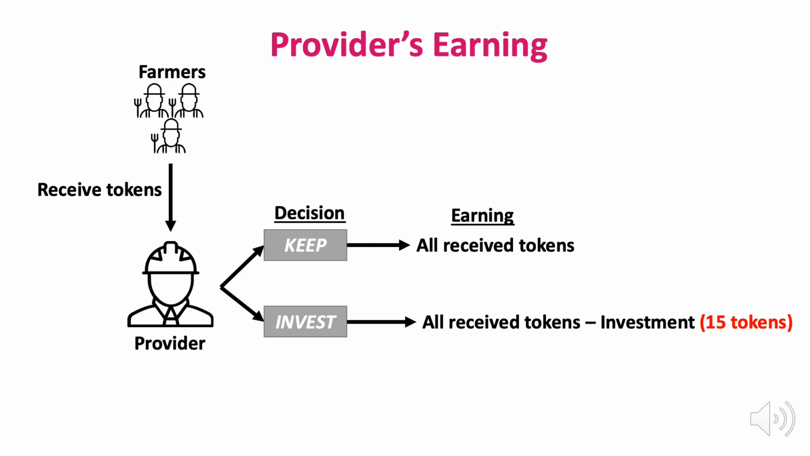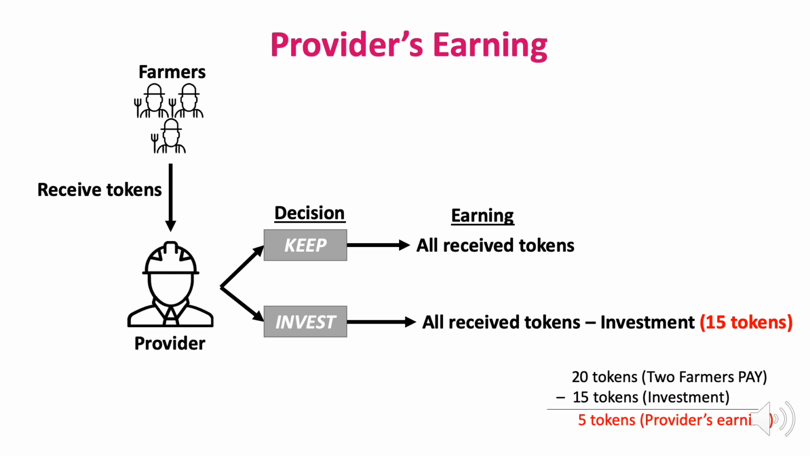Note that it costs the provider 15 tokens to make the needed investment in the irrigation infrastructure in each round. Note also that the provider's earning cannot be less than 0 in this experiment. For example, if the provider received 20 tokens from 2 farmers and decides to invest 15 tokens in the infrastructure, the provider will earn the remaining 5 tokens.